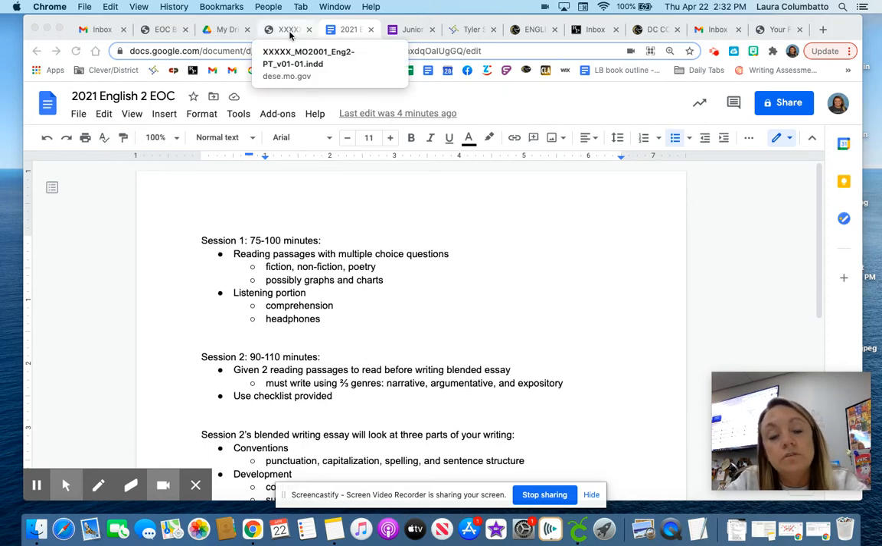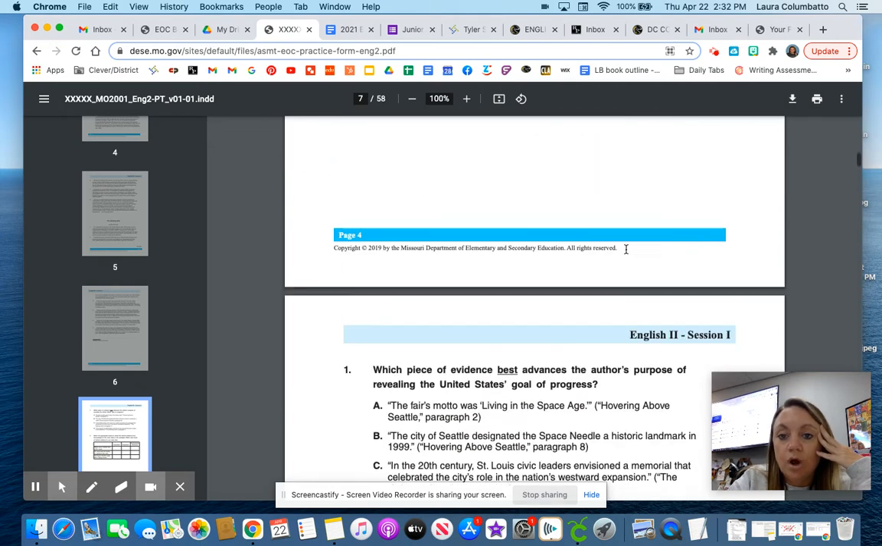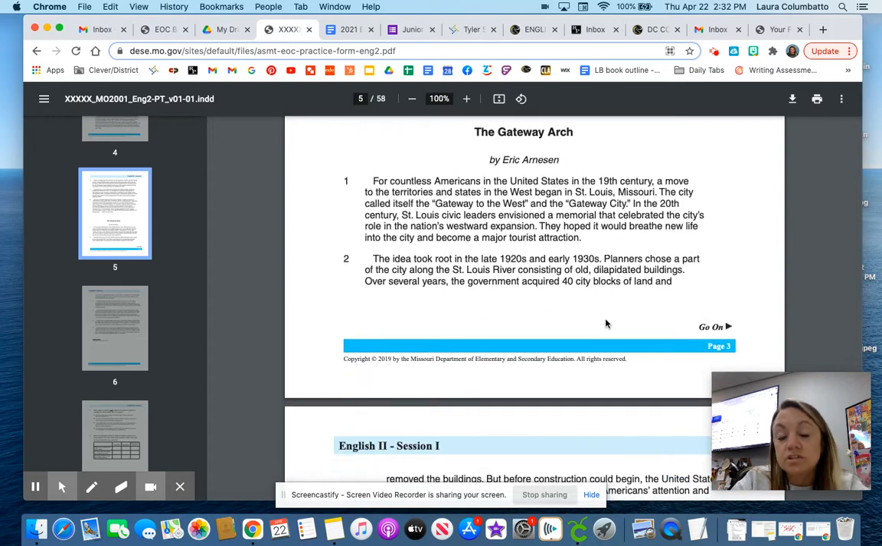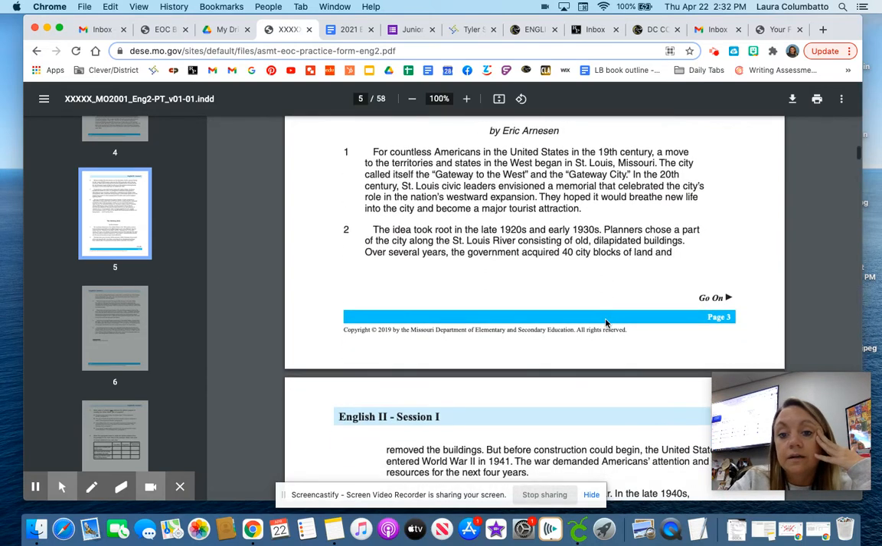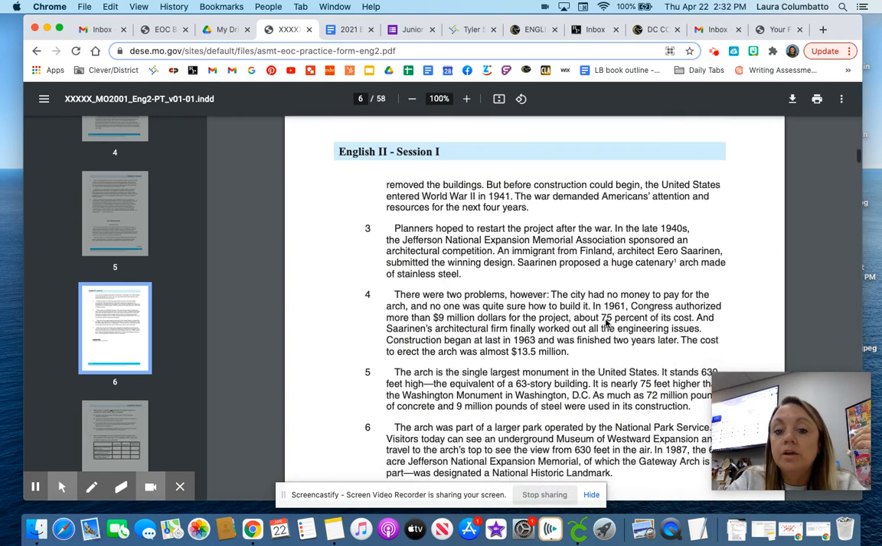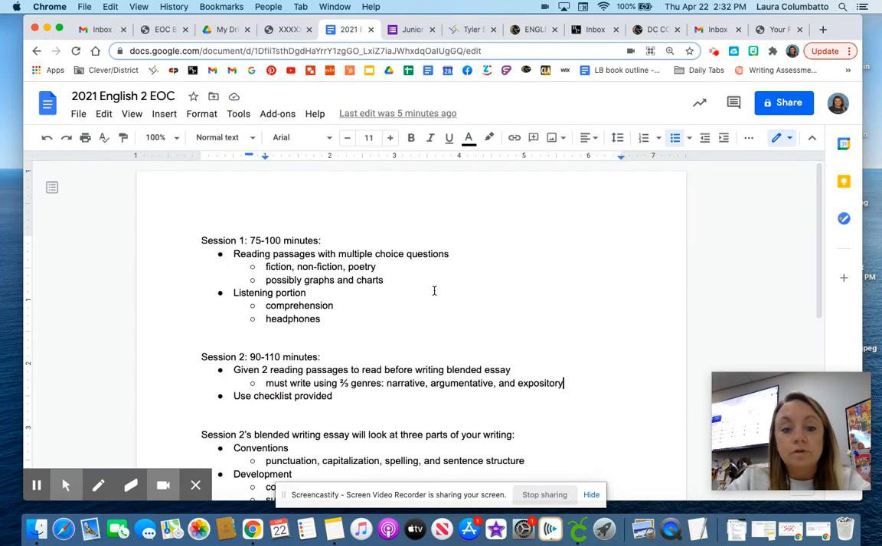If you go to the DESI website, you have access to sample tests from previous years. And so if you go and look, some of these passages are a little bit longer. So we want to make sure that we're really building up that reading endurance and being okay with reading several paragraphs and then answering them, based on your comprehension skills. So those are your multiple choice questions.